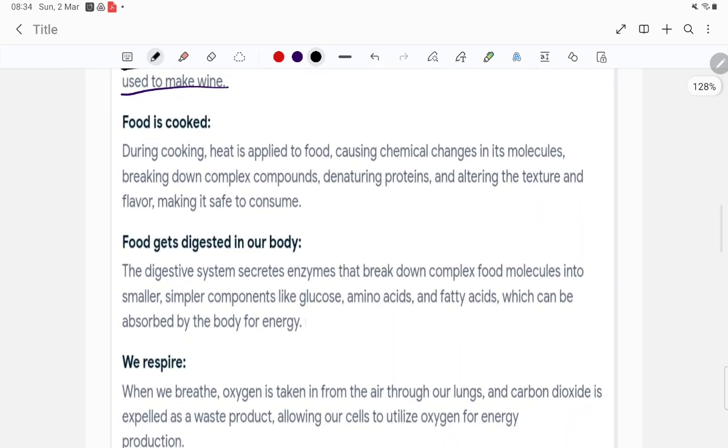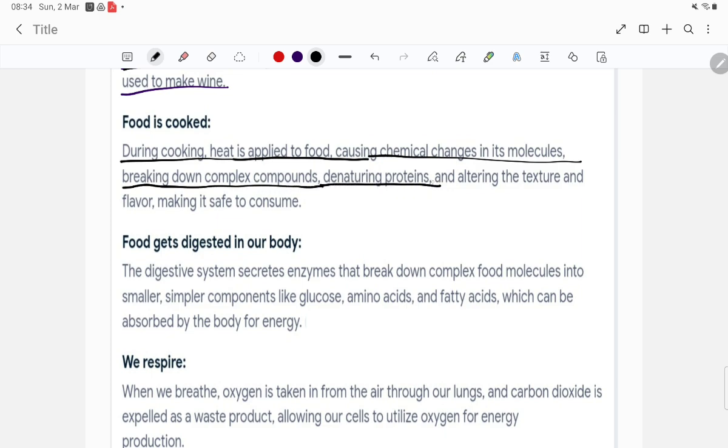So what will happen if the food is cooked? During cooking, heat is applied to food, causing chemical change in the molecules, breaking down complex compounds, denaturing the protein, and altering the texture and flavor, making it safe to consume. So, dear student, when you are cooking, heat is applied to food, causing chemical change in its molecules, breaking down complex compounds, denaturing protein, and altering the texture and flavor, making it safe to consume.